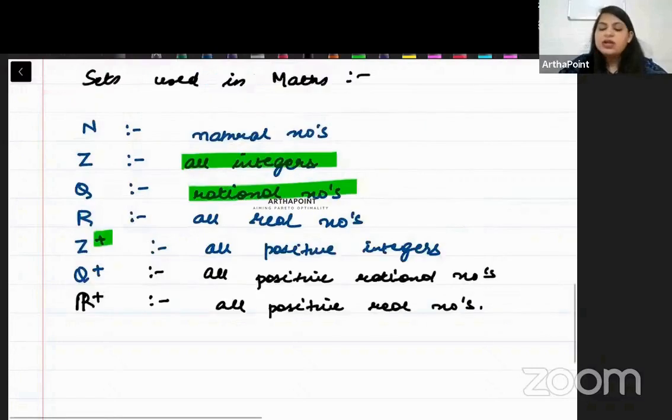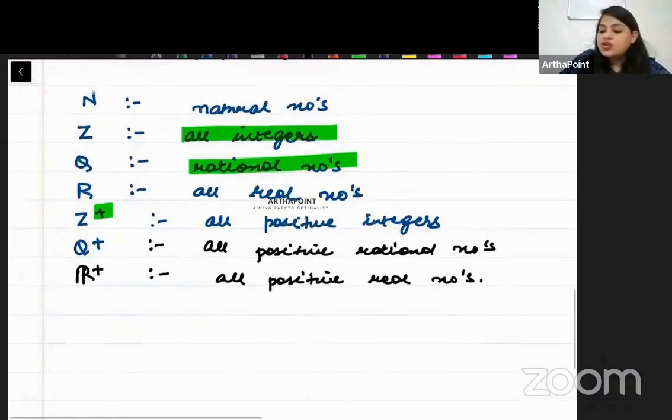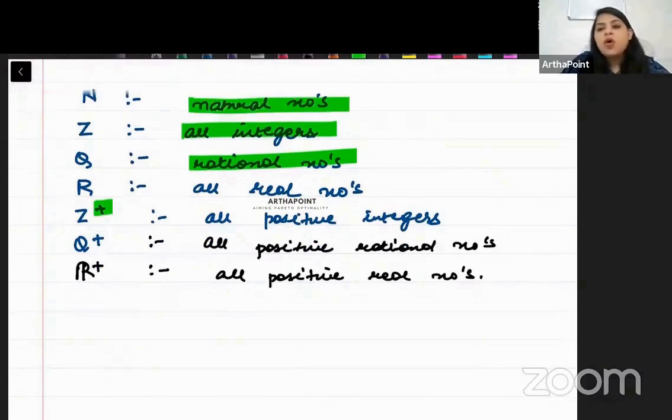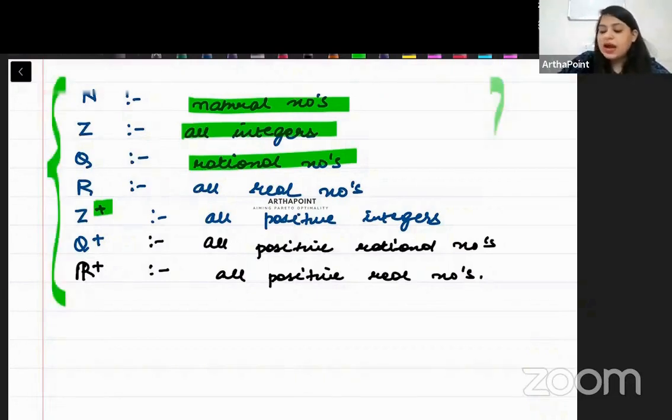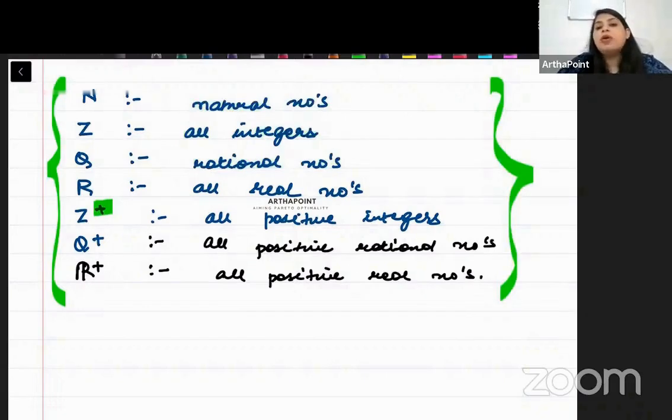So look carefully, what have we done? N stands for all natural numbers. Z stands for all integers. Q stands for all rational numbers. R stands for all real numbers. Then Z plus stands for all positive integers. Q plus all positive rational numbers. R plus all positive real numbers. I will be using these throughout my maths classes. Whatever we study ahead, I am going to use these symbols throughout. So it is very, very important that you learn these symbols.